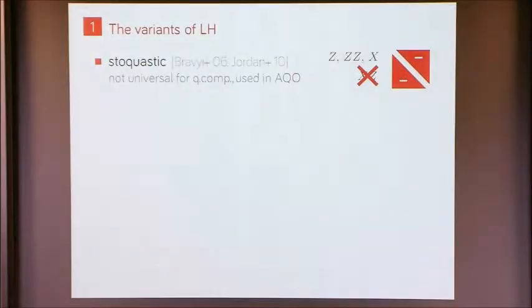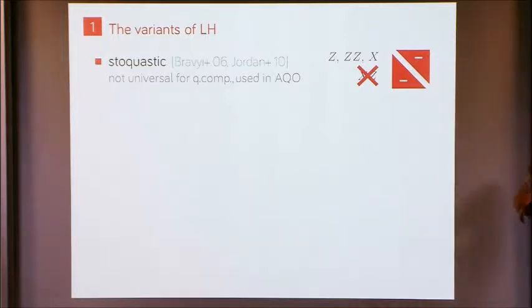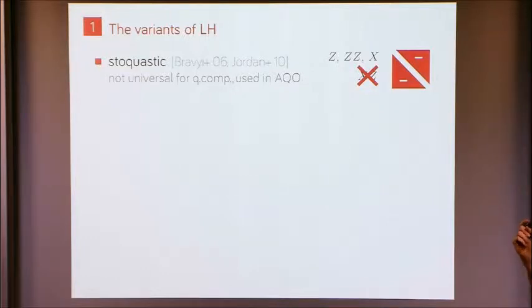So let's go to the variants of local Hamiltonians. What are the ones that we can look at? First, stoquastic Hamiltonians. Stoquastic Hamiltonians are Hamiltonians where the off-diagonal elements all have the same sign, negative. Those are not universal for quantum computation, or at least we don't know that they are. But these are the ones that we can actually implement in superconducting architectures for quantum computers.